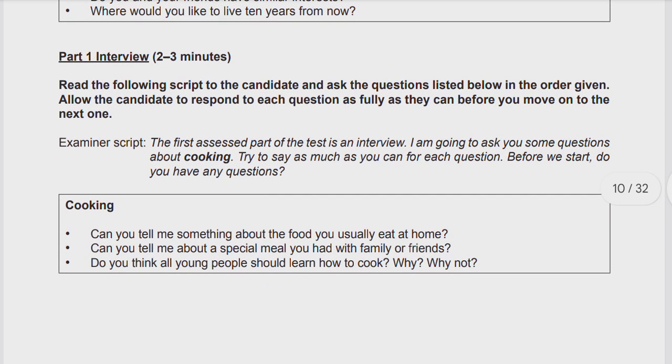Then there will be an interview. So this will be the first part that will be assessed. The duration of this interview will be 2 to 3 minutes, and try to say as much as you can for each question. This is an important thing that you have to keep in your mind. You need to have continuous speaking. You can speak as much as you want, but your speaking must be accurate.